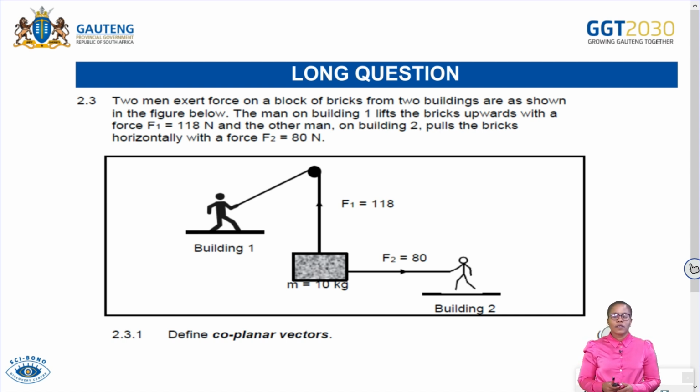As shown in the figure below, the man on building 1 lifts the brick upwards with a force F1, which is equal to 118 newtons. And then the other man, on building number 2, pulls the brick horizontally with a force F2, which is equal to 80 newtons. Okay, so you've got 2 men who are on separate buildings.